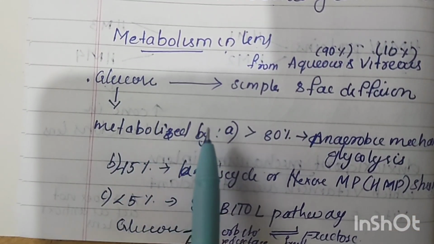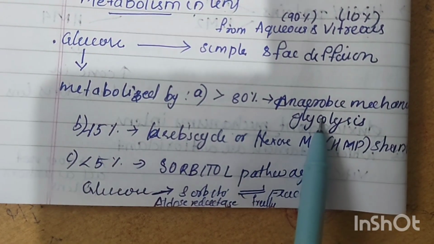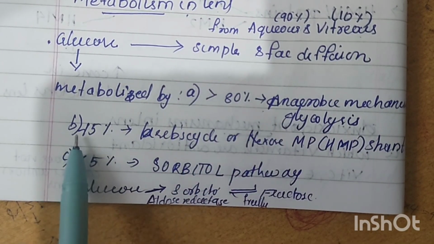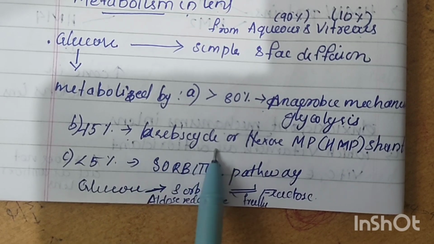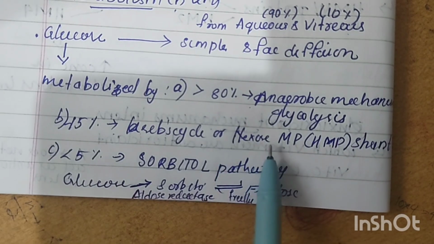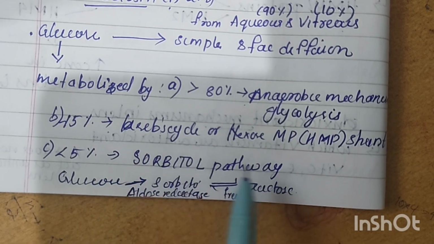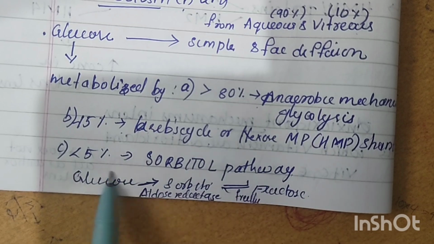We know that the lens is avascular and has no oxygen. Therefore the metabolism mainly occurs by an anaerobic mechanism, that is glycolysis, greater than 80%. Approximately 15% of the metabolism is by the Krebs cycle or the hexose monophosphate shunt. Then less than 5% is by the sorbitol pathway. Even though it is less than 5%, the sorbitol pathway is very important.